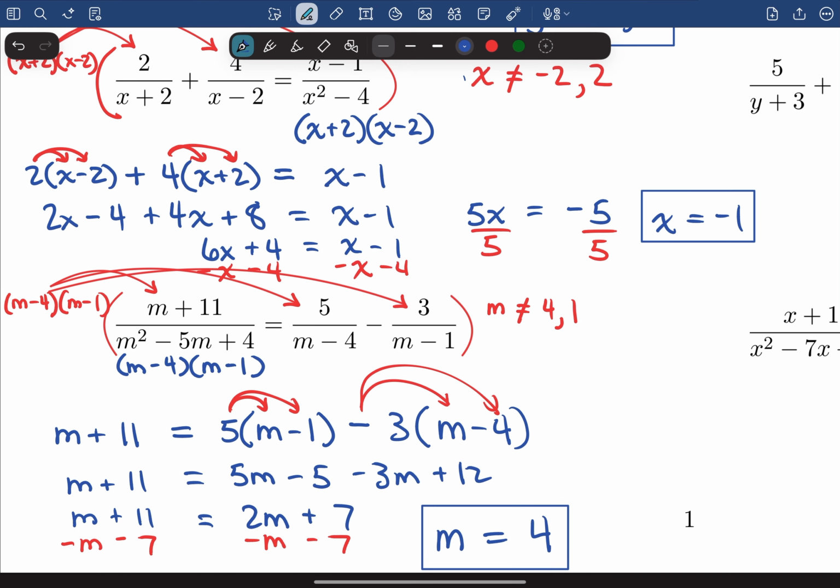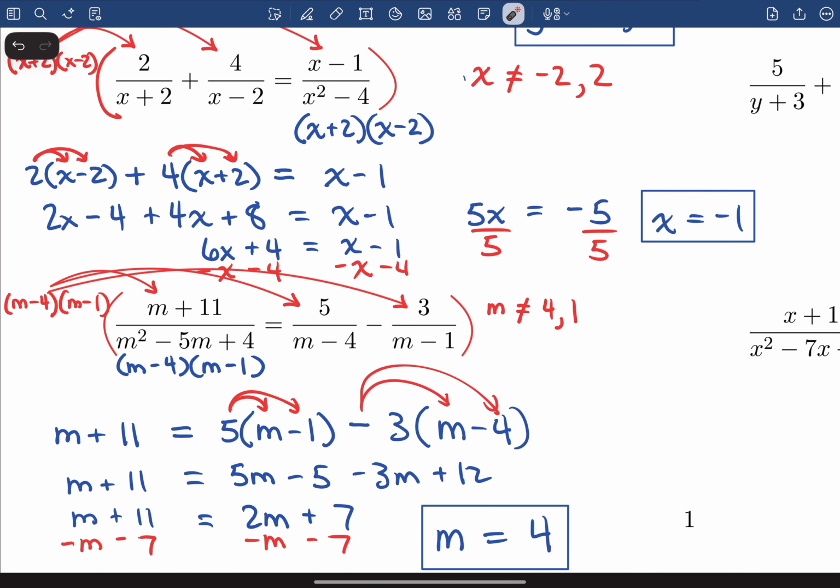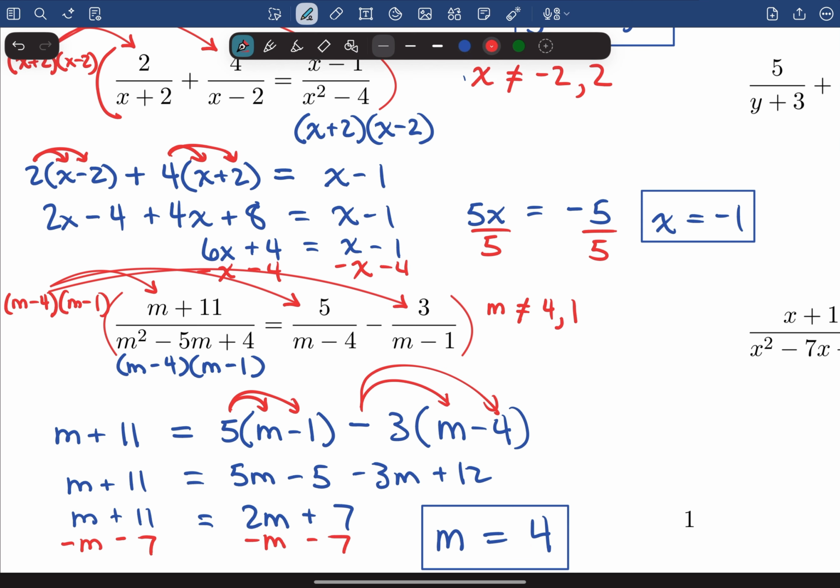And at this point, I need to go back to check what would have caused me to have extraneous solutions. Well, I said at the beginning, m is not allowed to equal 4 or 1. I took notes on that, right? And so now I go down and I say, well, I just solved this equation with algebra, and it says m equals 4. But that's one of the values that it's not allowed to be. And so I go and I cross out that solution. I found an imposter. I found an extraneous solution.